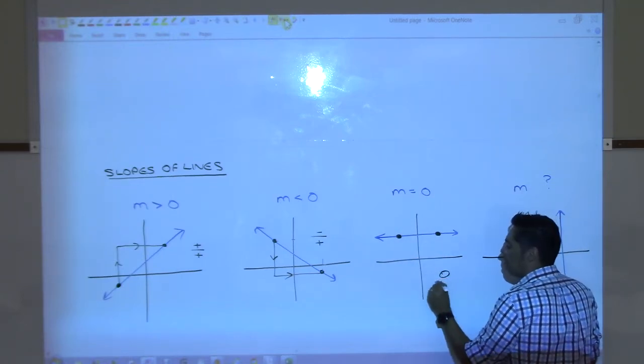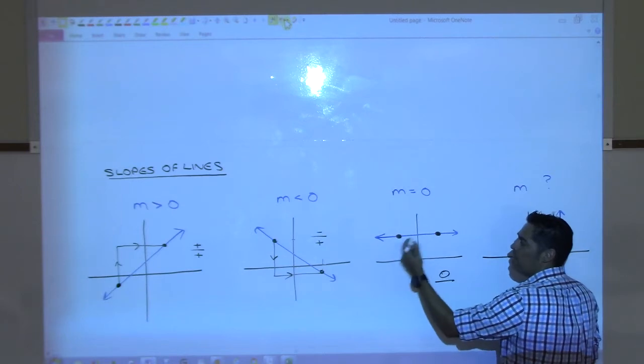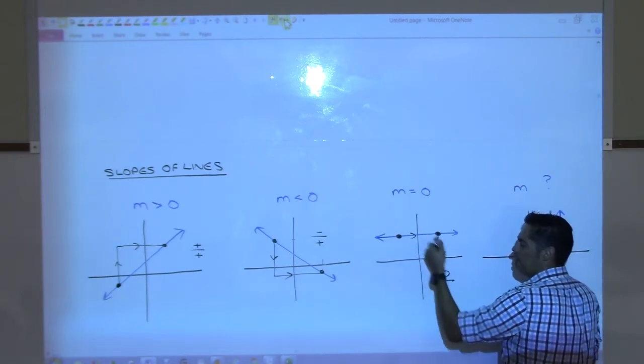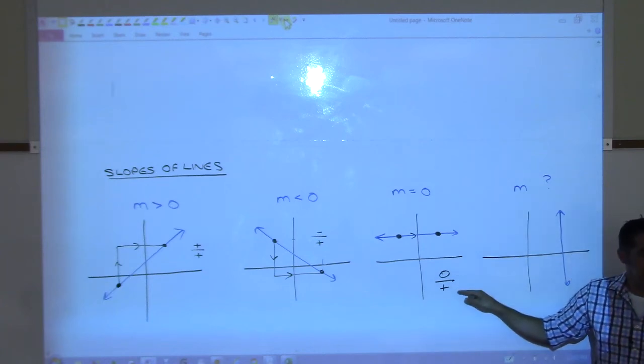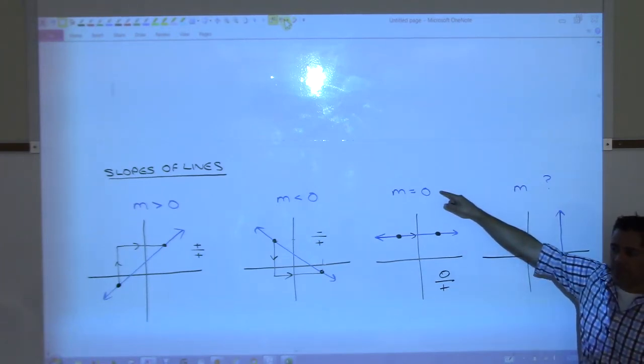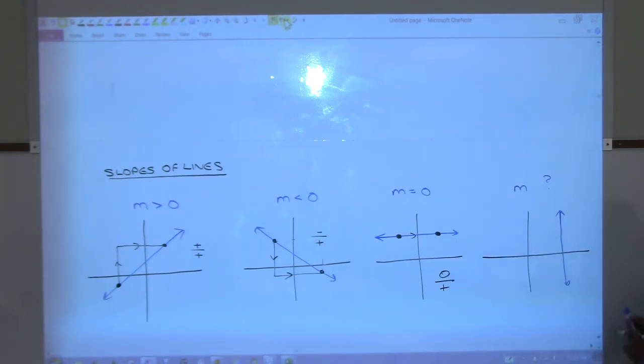Here, if I'm trying to go from here to here, what's my rise? I have no rise, okay? What's my run? What's my left and right? Well, if I go from here to here, it's going to be a positive number, right? But 0 divided by anything is 0, right? 0 divided by 4 is 0. 0 divided by 5 is 0. So your slope here is 0. Does that make sense?